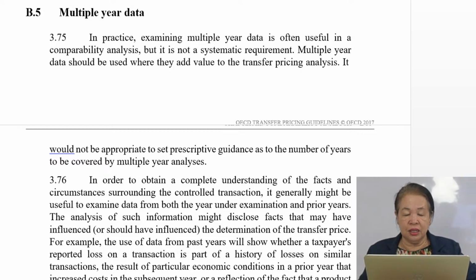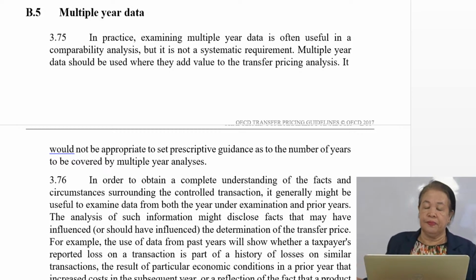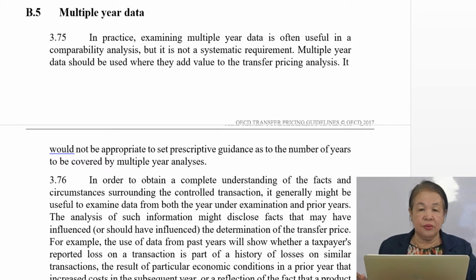So pag naggamit ka ng multiple year data, pagdating na ng examination, yung current year lang gagamitin, hindi niya gagamitin yung mga prior years, no? Why? Because the transfer pricing audit is not a separate audit. It is included in the regular audit, no?